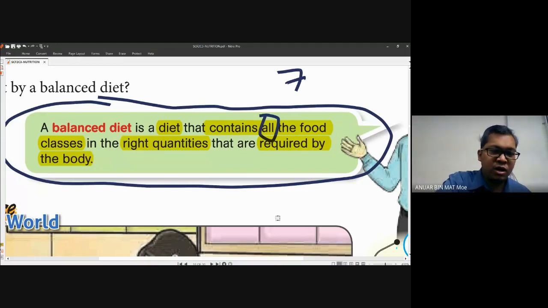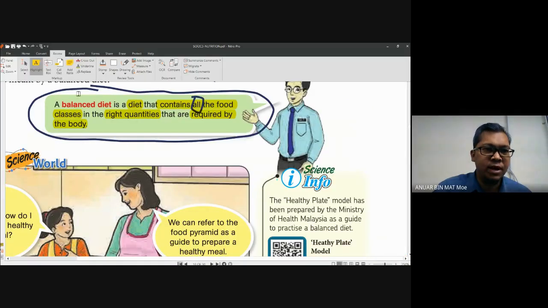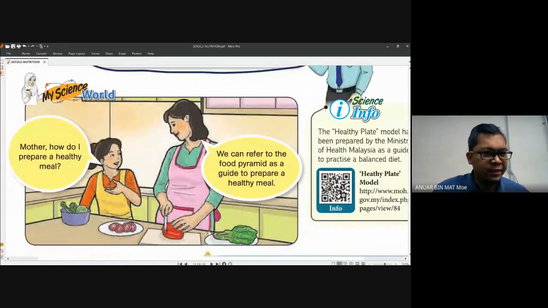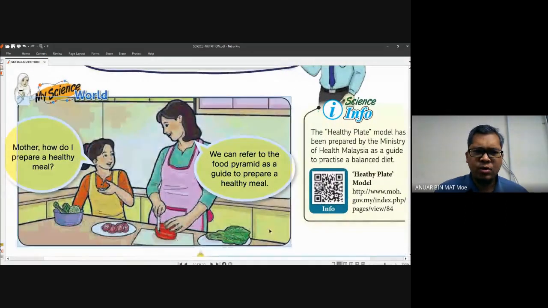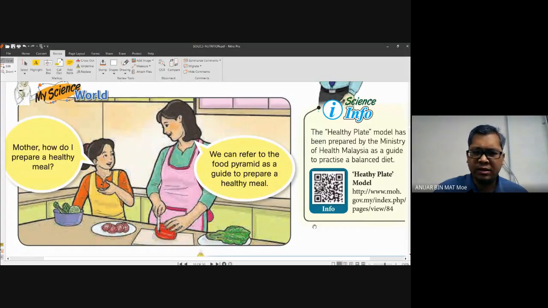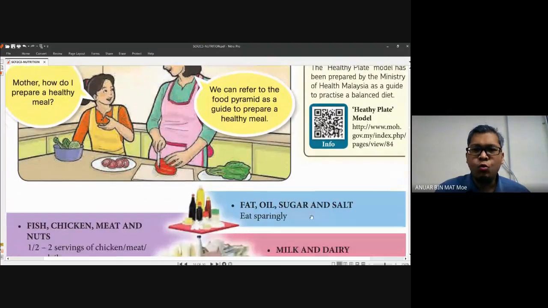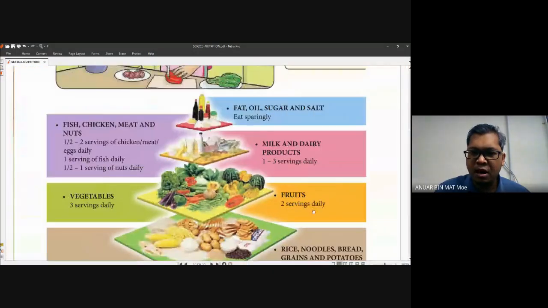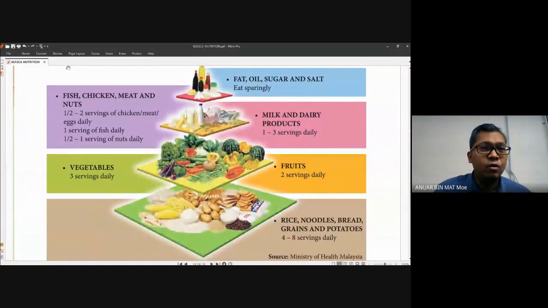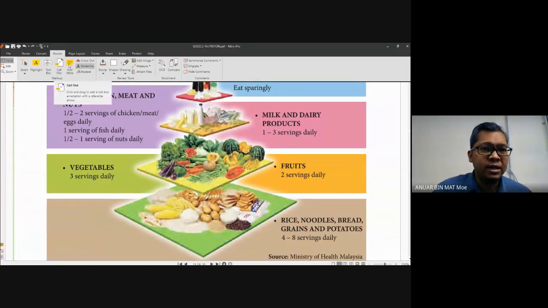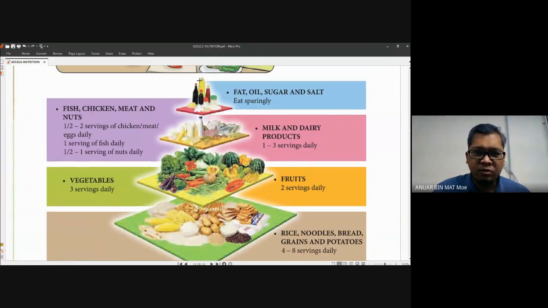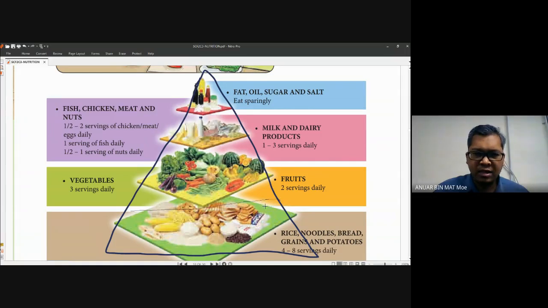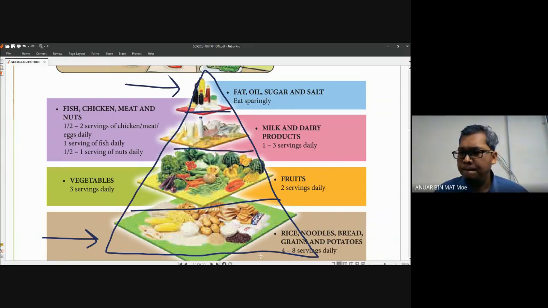So number one, make sure you understand the meaning of balanced diet. This is very straightforward, very easy to remember. Next one: how can we prepare a balanced diet? How do we know that the food we eat is balanced? You can refer to the food pyramid here. What is a pyramid? The shape is like this, large at the bottom and small at the top. So this is what we call the food pyramid.